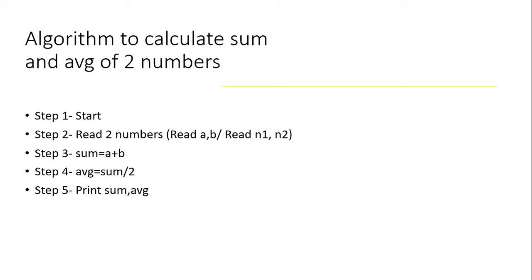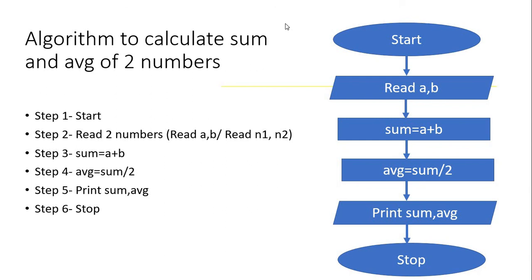Once the sum and average are calculated, the next step is to print this result or output. So the step is print sum, average, and the procedure is terminated by using the step stop. All these steps are represented by using various symbols which we discussed in the previous slide. So this is the flowchart for calculating the sum and average of two numbers.